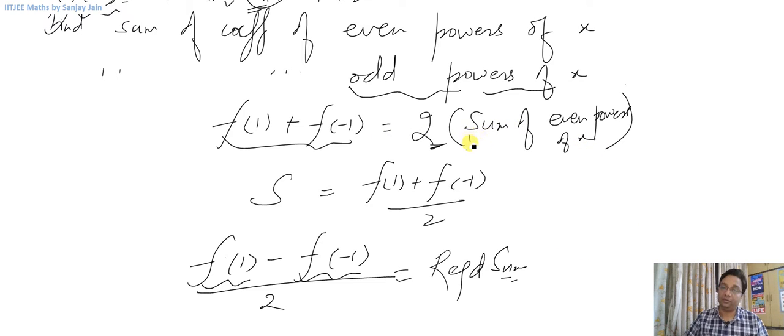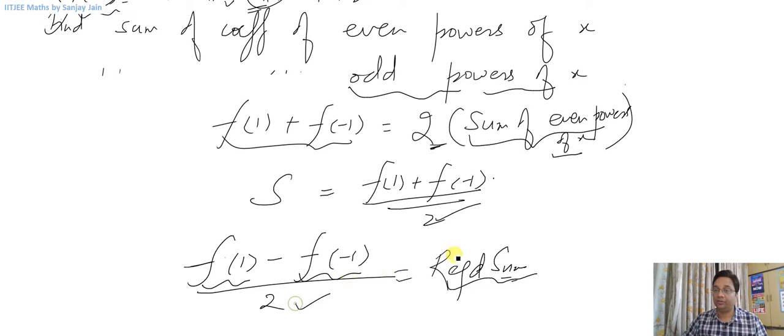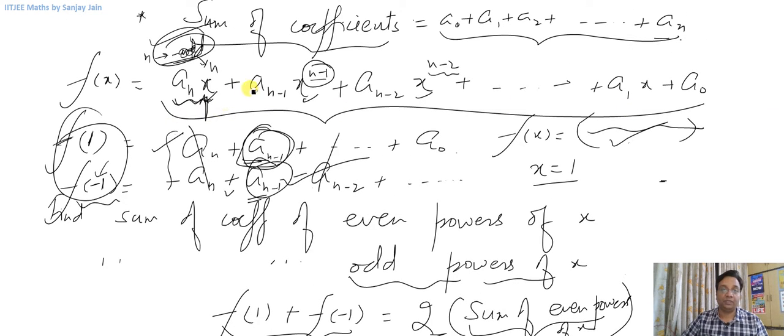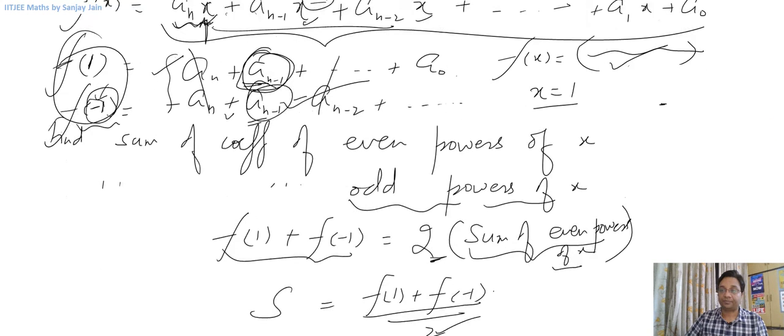So to calculate the sum of even powers of x, you just need to do f of 1 plus f of minus 1 divided by 2, and to calculate the sum of odd powers of x, you have to do f of 1 minus f of minus 1 by 2, right? I have explained the logic that when you put x equal to 1, you get the sum of coefficients. When you put x equal to minus 1, only those terms will change their signs where the powers are odd, right? I hope you have understood this.